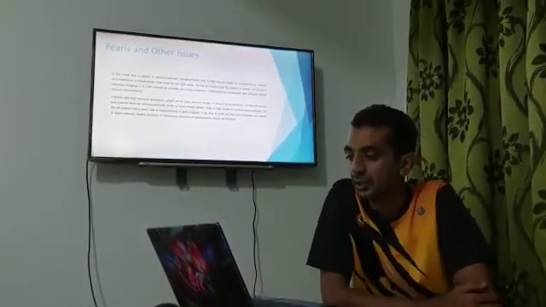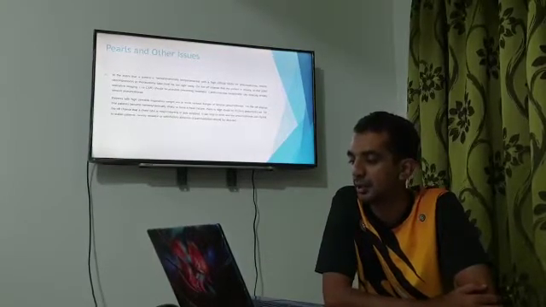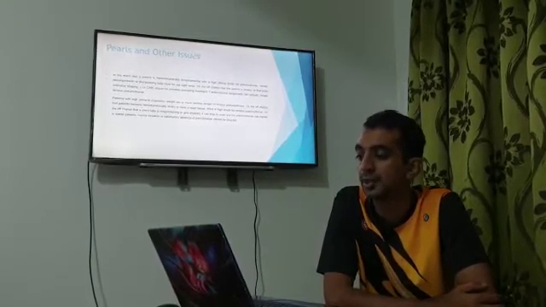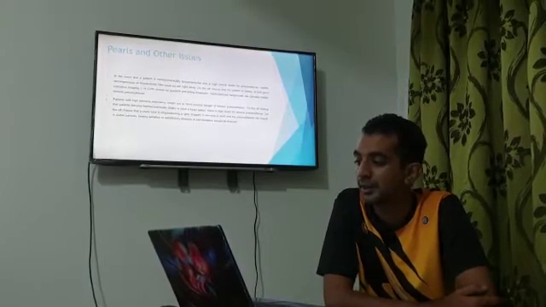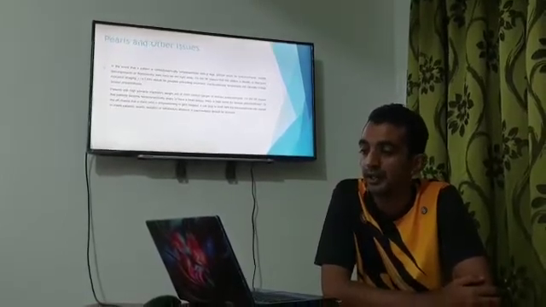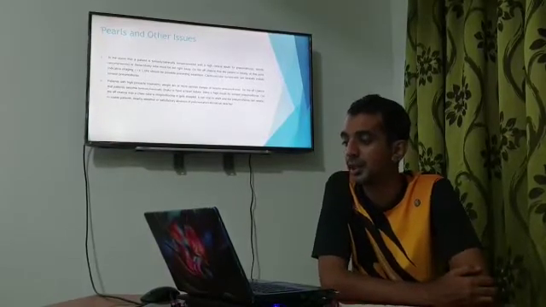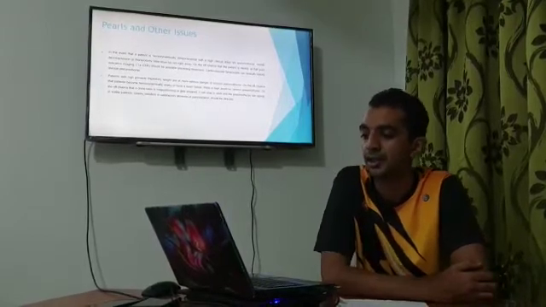Pearls and other issues. In the event a patient is hemodynamically unstable with a high clinical suspicion for pneumothorax, needle decompression or chest tube must be placed right away. If the patient is stable at that point, imaging such as chest X-ray should be obtained to confirm. Cardiac tamponade can clinically mimic a tension pneumothorax.